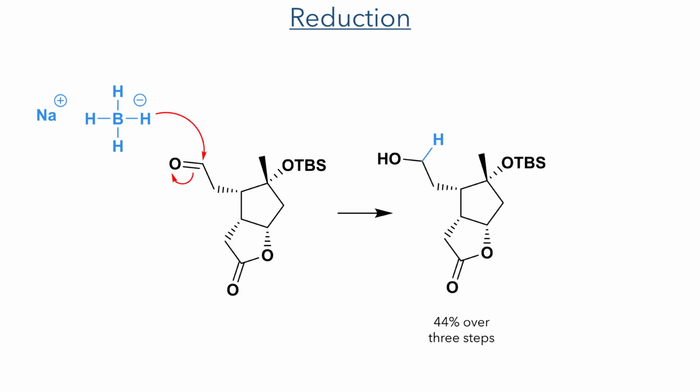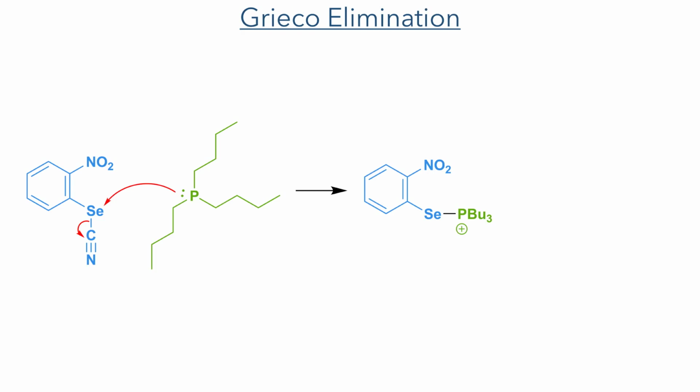The remaining aldehyde was then reacted with sodium borohydride. This added a hydride to the carbonyl to reduce it to an alcohol with a 44% yield over the 3 steps. This alcohol formation was required for the next step, which was a Grieco elimination.